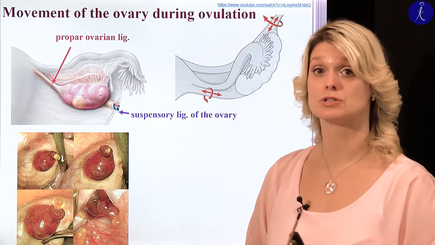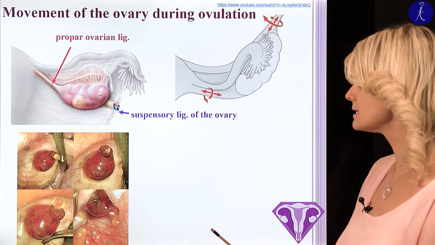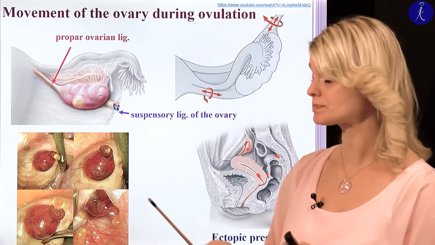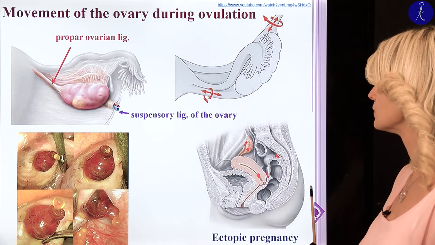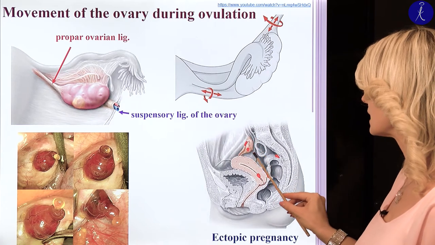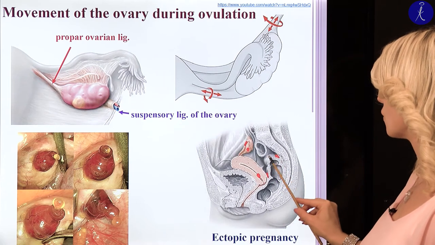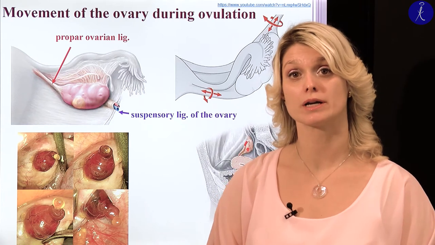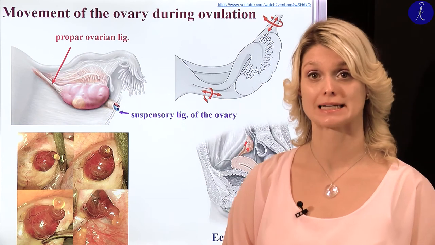And of course, unfortunately, we could have problems with this procedure. In this case, the implantation will be within the abdominal cavity. For example, we can see implantation on the surface of the ovary, or in the Douglas pouch, or on the surface of the intestine. In this case, we are talking about ectopic pregnancy, extrauterine pregnancy.